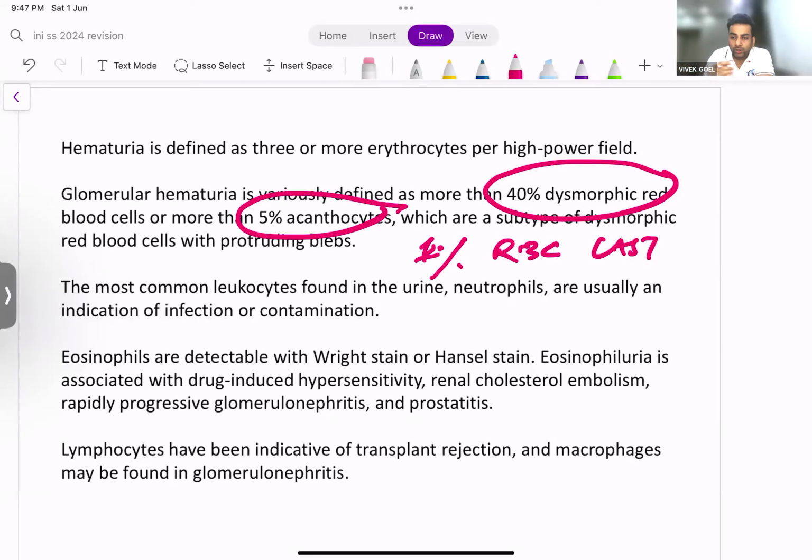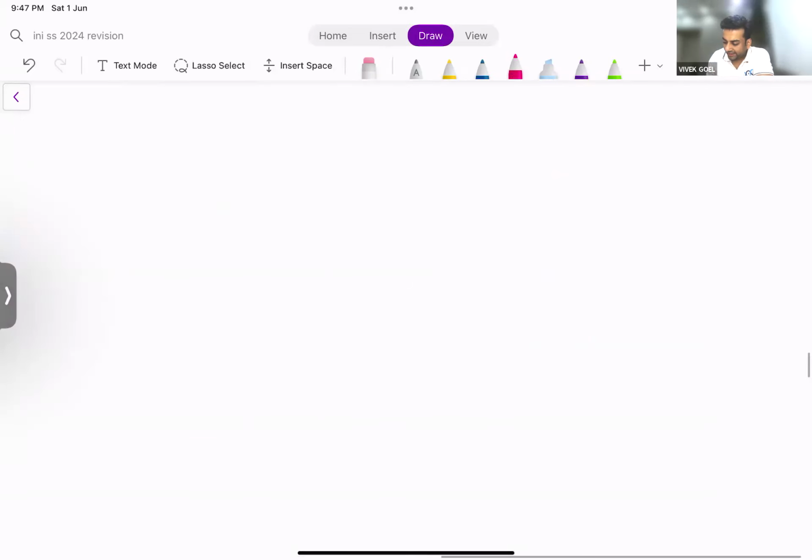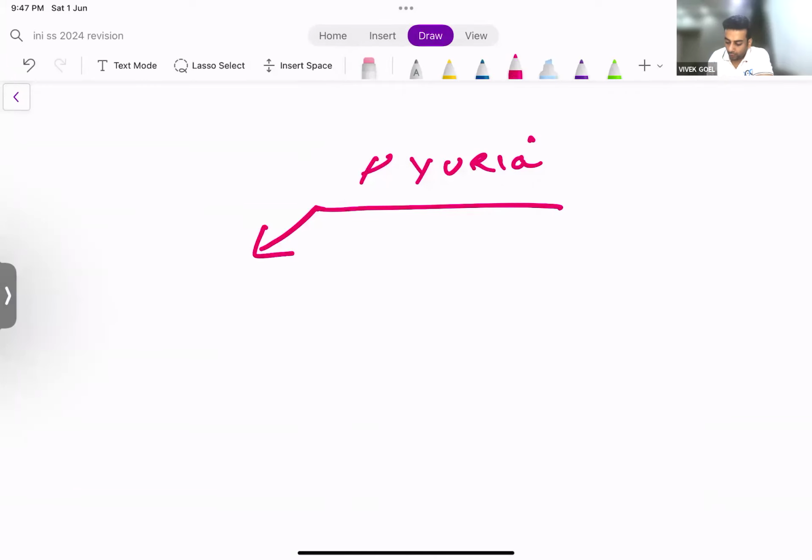Now, coming to leukocyturia or pyuria. If there is a presence of greater than or equal to 5 pus cells in the urine per high power field, only then is pyuria significant. Whenever you get pyuria, always try to understand that pyuria could be due to infective causes, could be due to non-infective causes.